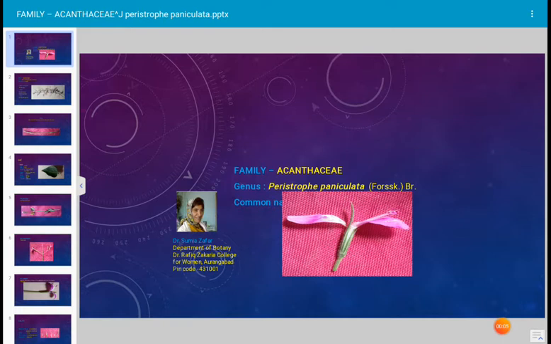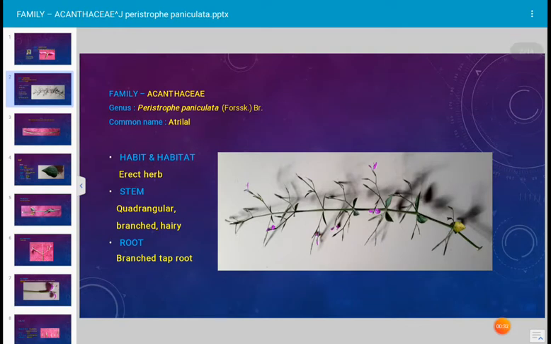Further discussion is on a specific plant of family Acanthaceae, and the specific plant taken for discussion is Peristrophe paniculata. Its common name is Atrilal. In Hindi it is called Kakajangha plant. It is a member of family Acanthaceae and it is an erect perennial herb from which essential oil is obtained. It is a wild plant, occurs in tropical regions, and is mostly distributed in the dry localities of India.